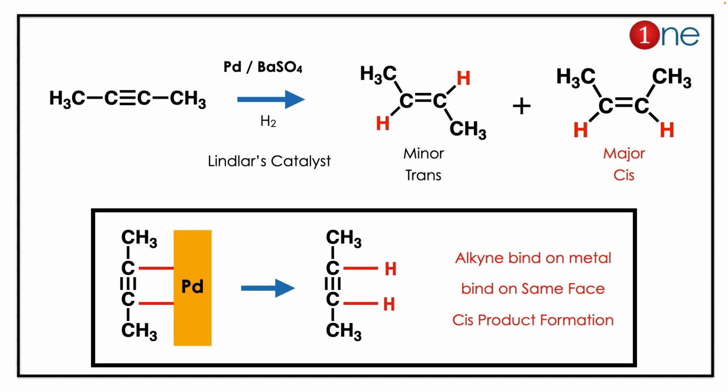Attraction happened, so the reduction happened in the same way. So the reduction happened on the same face, and you end up with the cis product. So the binding leads to the cis product. So Lindlar's catalyst always produces the cis product with an alkyne.